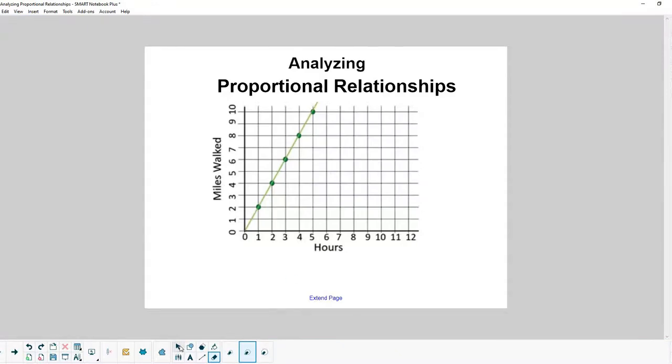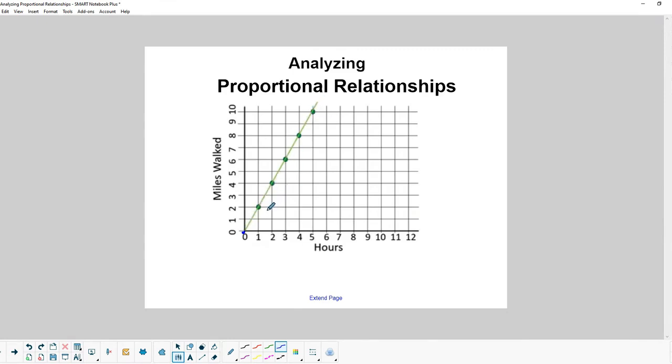We have here a graph. It's a graph of a proportional situation. Well, you might say, how do I know it's a proportional graph? Well, I know because it starts at 0, passes through the origin, and goes up at a constant rate.